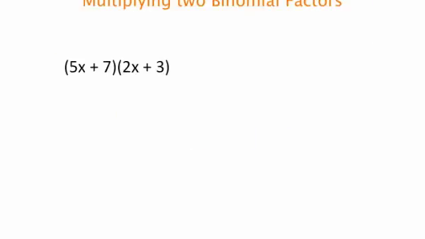So here I have two binomial factors. Remember, anything that's multiplied together is a factor, and these are called binomials because each one of them has two terms. First, I'm going to distribute in the 5x and then the 7. And I know you normally do this in one step, but I'm showing you the intermediate step because it will become important when we learn how to factor.